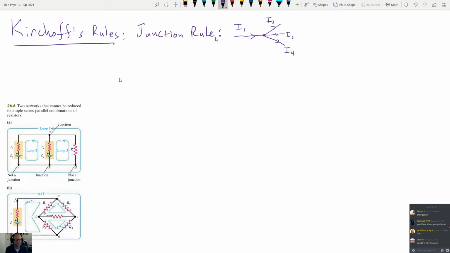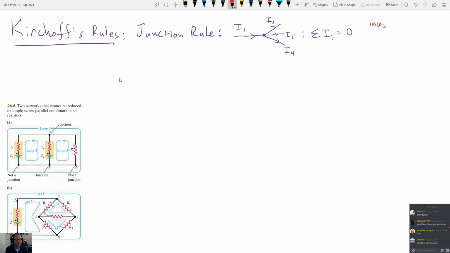The junction rule is really just a restatement of conservation of charge or conservation of current at a node like this, or a junction. A junction is any time when you have a split in your circuit, it needs to have at least 3. So I could get rid of I4 here, it'd be I1, I2, and I3, but you can't just have 2. And what the junction rule states is that if I define incoming current to be positive and outgoing current to be negative, and I sum up all of the currents, they should sum to 0.